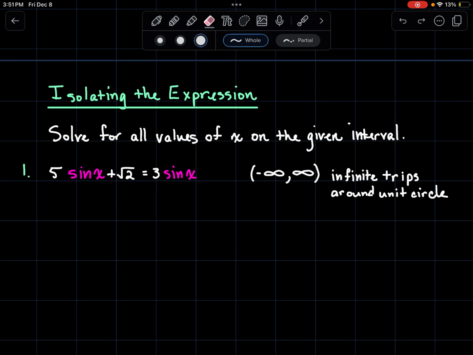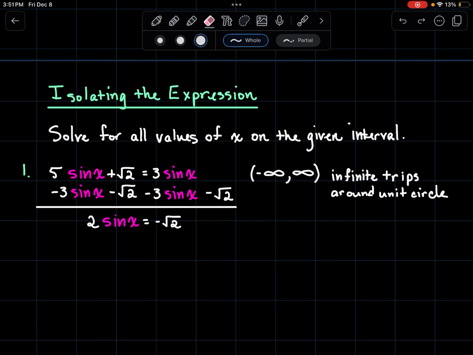And if you notice again, the interval would be given to you off to the side. What does negative infinity to positive infinity mean? This means infinite trips around the unit circle. So again, I take my like term, that 3 sine of x, subtract it over to the left side, and do my like terms. 5 minus 3 sine, that would be my new sine. I'm also going to take that root 2, subtract it away from the left side, bring that over to the right side, and simplify my equation.